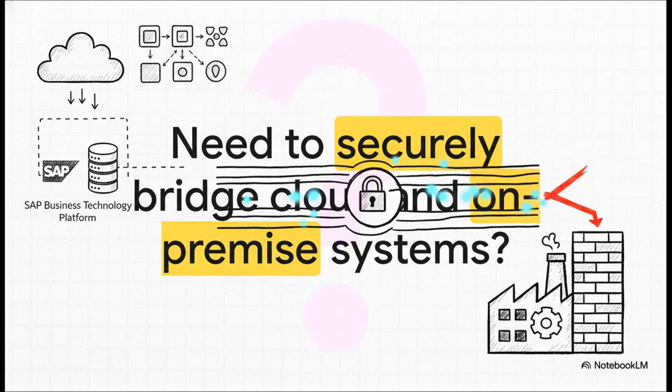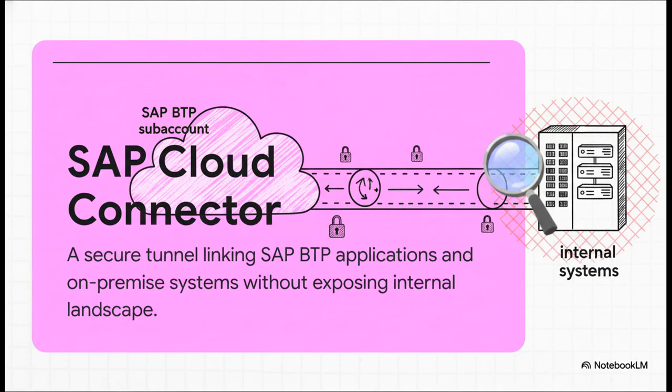So, let's start with the big problem, right? You've got these awesome new cloud applications running on the SAP Business Technology Platform. But how in the world do you get them to talk to your essential on-premise systems without poking a giant insecure hole in your company's firewall? Well, the answer is this fantastic piece of software, the SAP Cloud Connector.